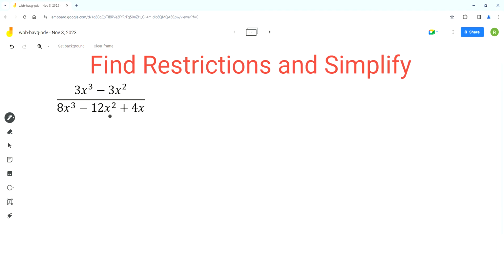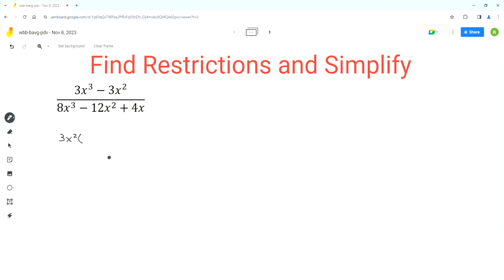So let's start with the numerator. Now in the numerator there are two terms and we can see that we can factor out the 3 from both terms and we can also factor out x squared from both terms. The first term has 3x's, the second term has 2x's. So our common factor in the numerator will be 3x squared.